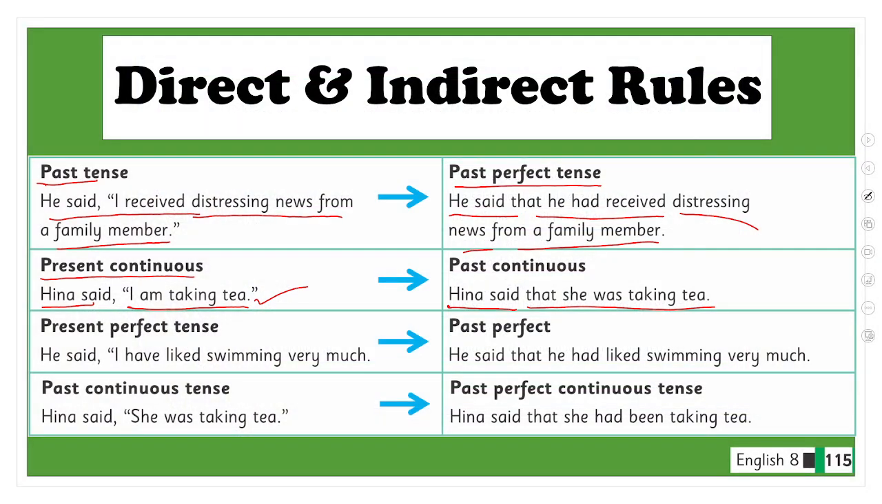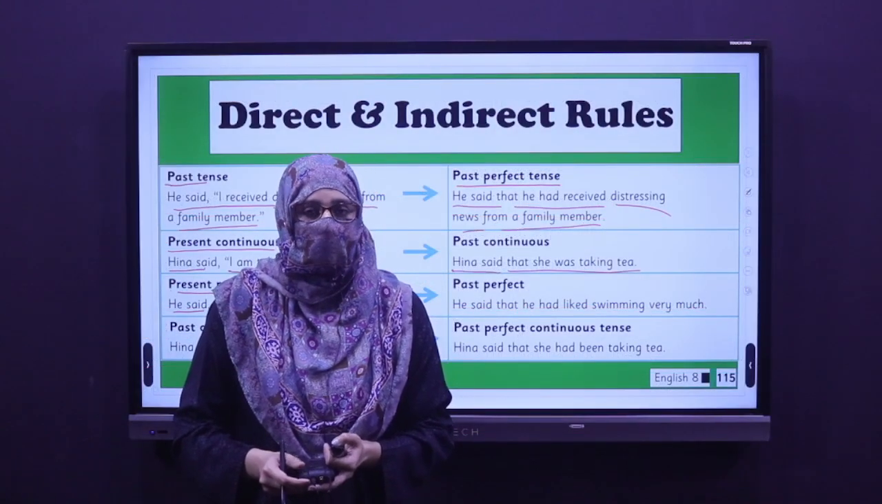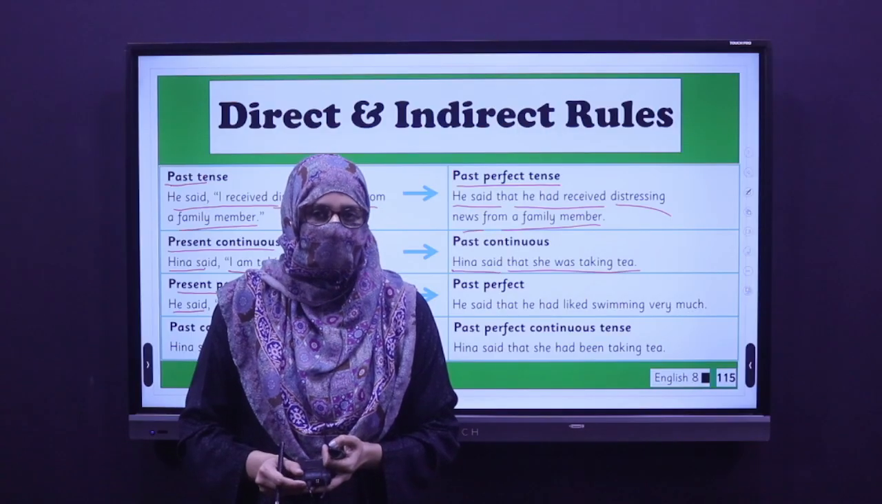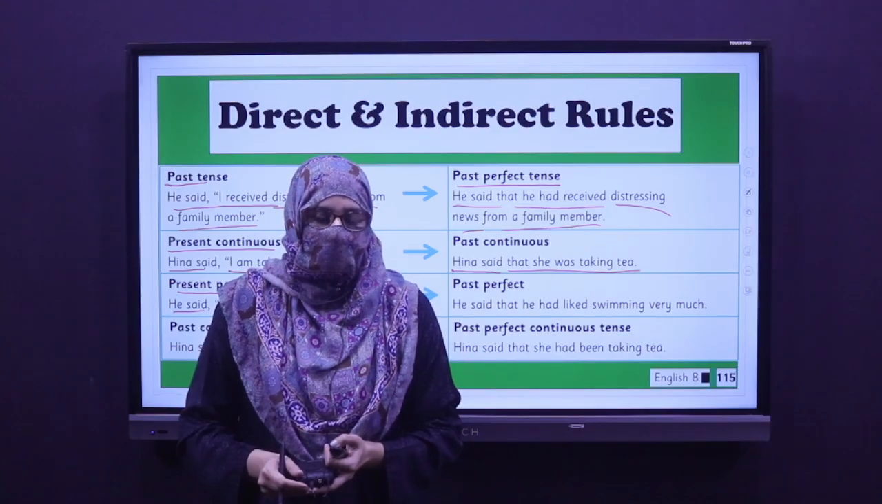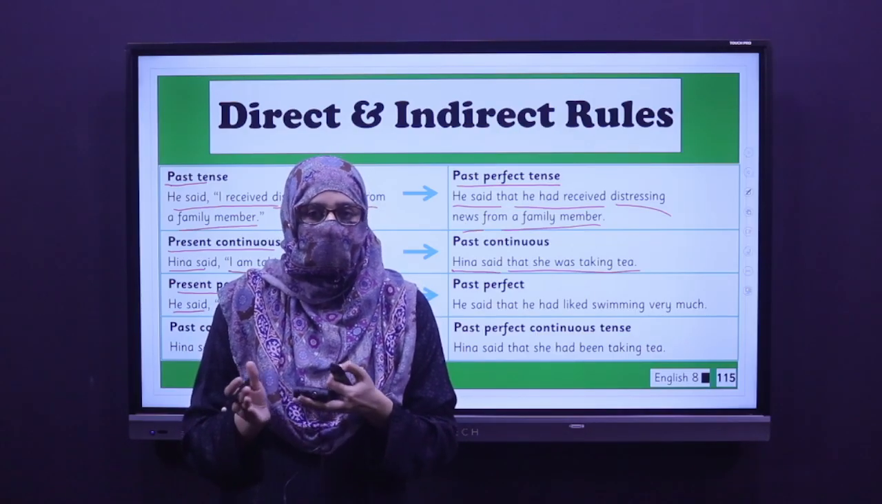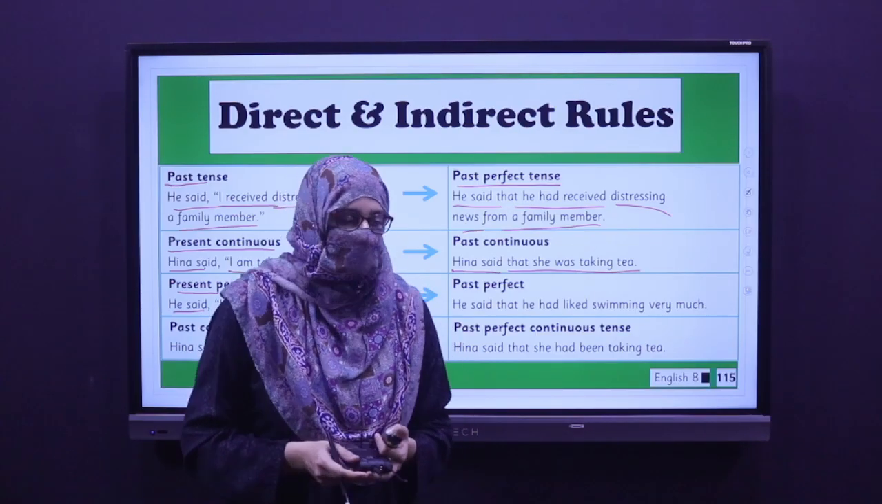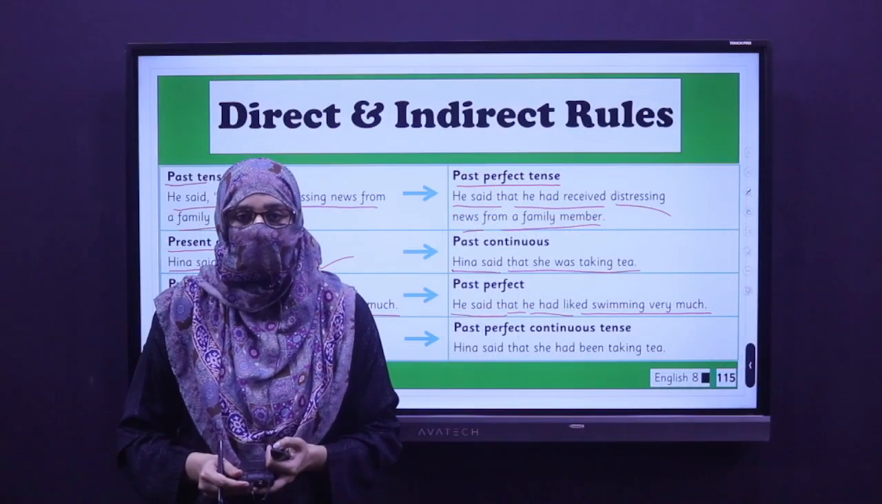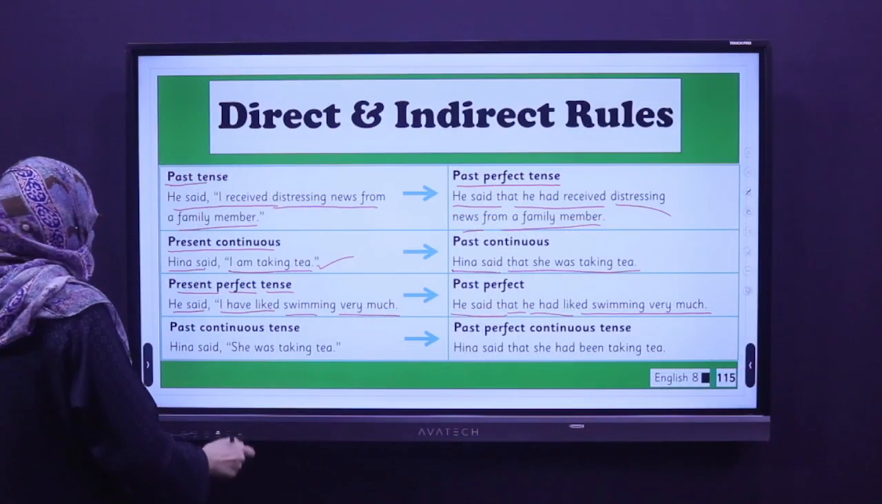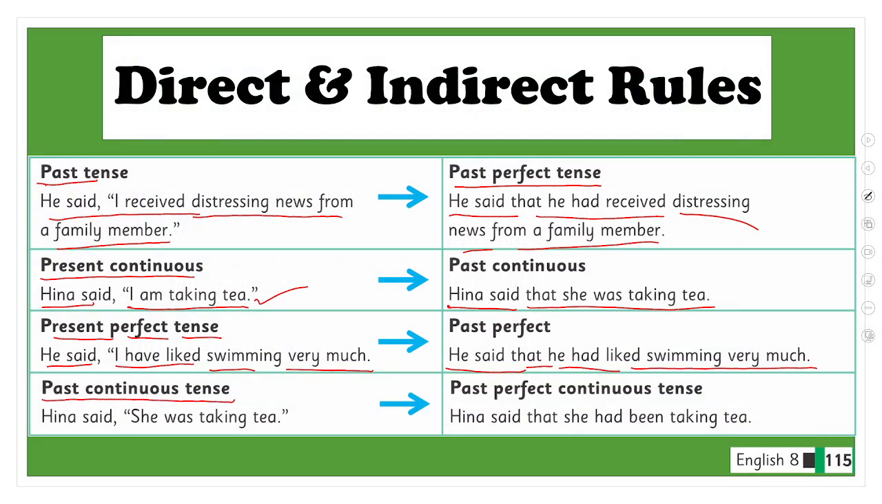आगे देखें. Present perfect tense. He said, "I have liked swimming very much." How do we change this direct sentence into indirect sentence? In this sentence, we have used present perfect tense. So, while changing that, present perfect tense is changed into past perfect tense. Like, he said that he had liked swimming very much. Did you get that?